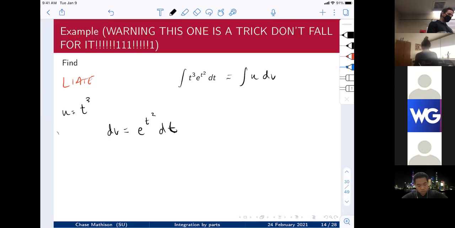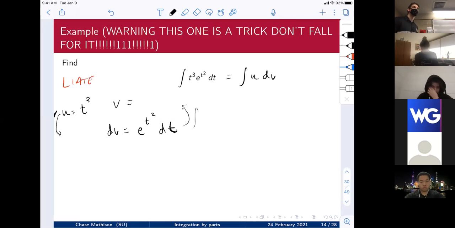So I could find du, but first let's look at how you would try to find v. Well, you would integrate. Remember, to go from u to du, I take a derivative. I take a prime. To go from dv to v, you take an indefinite integral. So does anyone know what the indefinite integral of e to the t squared is?